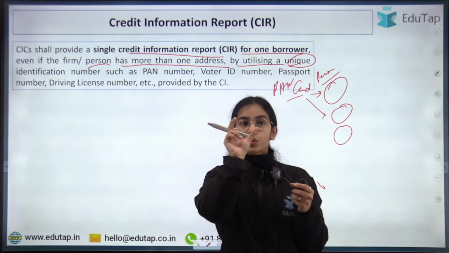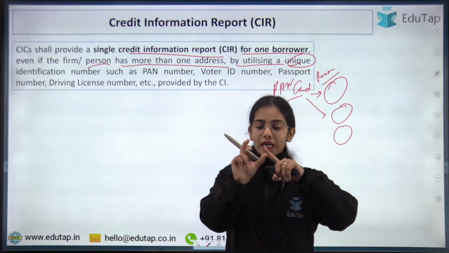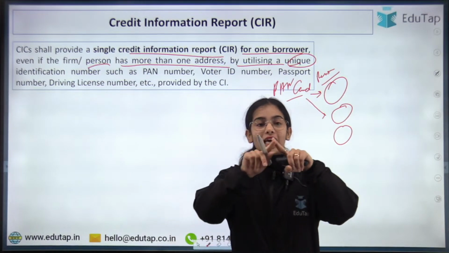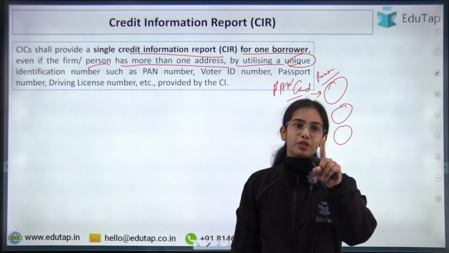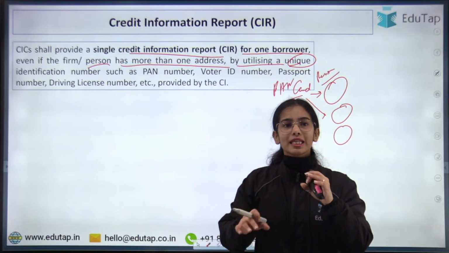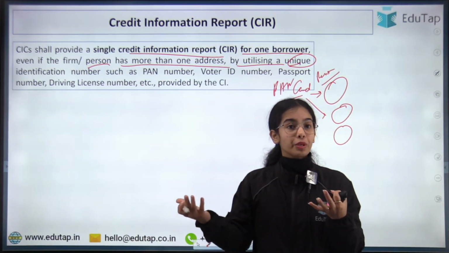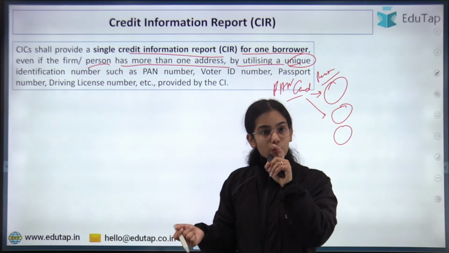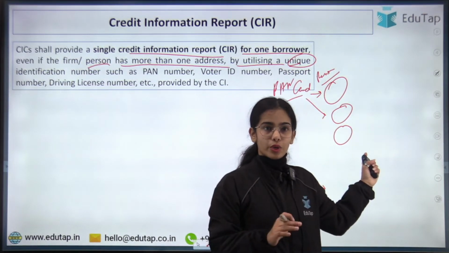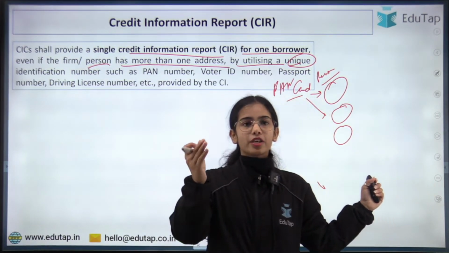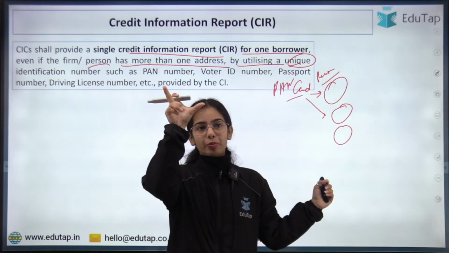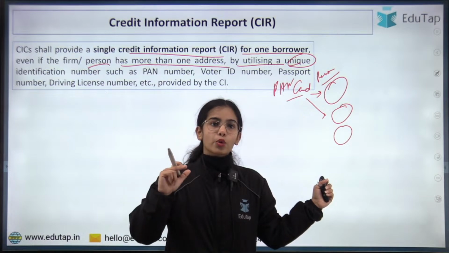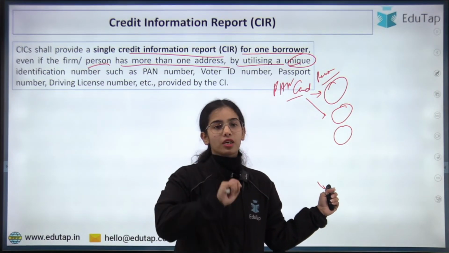So you have to recognize that this PAN card is connected with this loan also, this PAN card is connected with this loan also, and this one too. That means all these loans are taken by one person only. So do not get confused that there are different addresses, so maybe they are different people. No, if the PAN card or identification number is the same, that means this one borrower has taken all these loans. So this is the clarity that is provided to the credit information companies, that they should prepare a single credit information report for all the loans that are going to a single identification number.